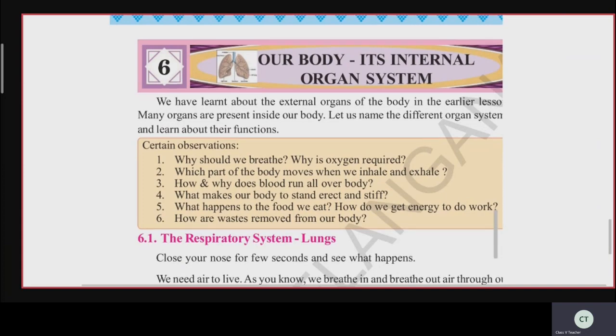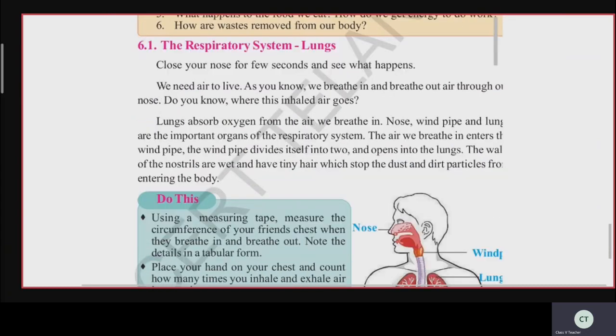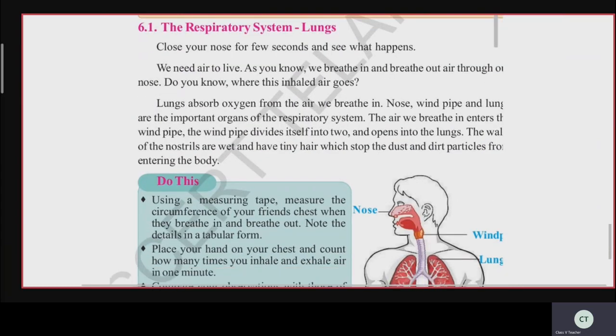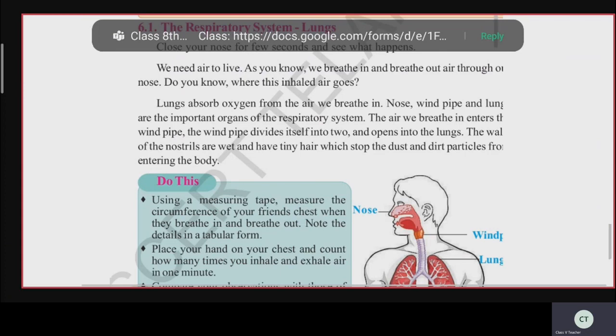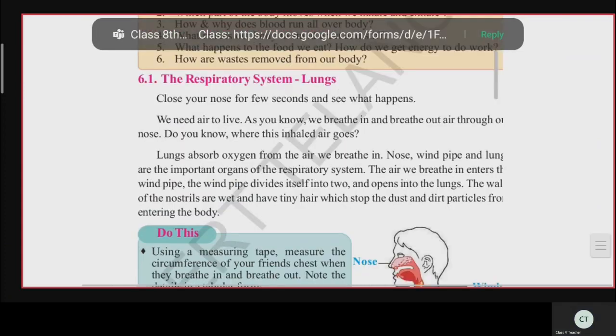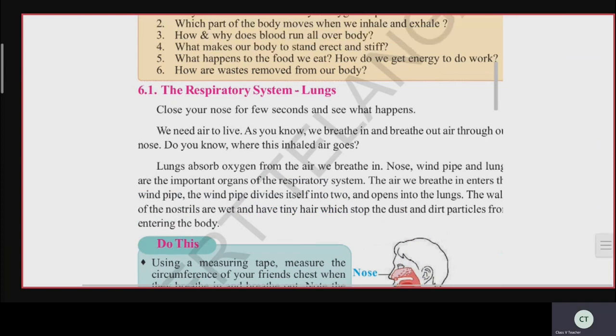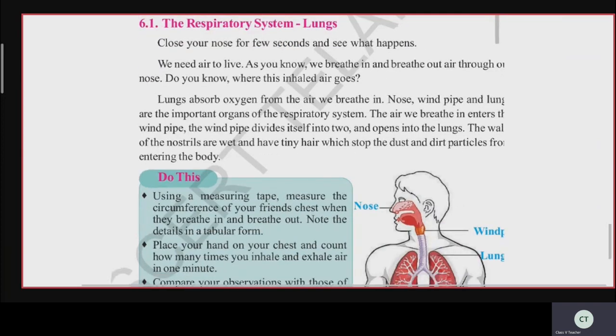Now let's learn about the respiratory system. I showed you the pictures earlier, children. Now in the textbook, what they have given, that only I taught you, but I have also shown you with images, children. Now look here. Close your nose. The respiratory system, lungs. So what helps the respiratory system? Lungs. Close your nose for a few seconds and see what happens. What happens? We cannot breathe. We have suffocation. We need air to live.